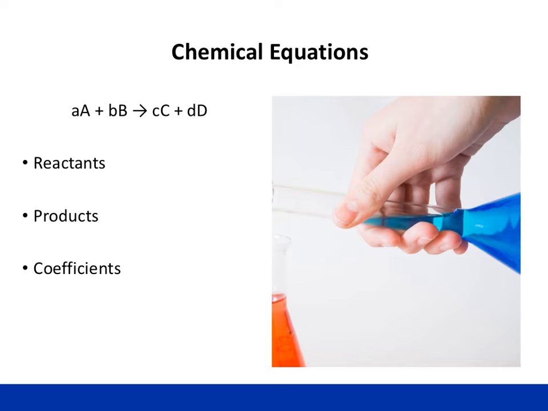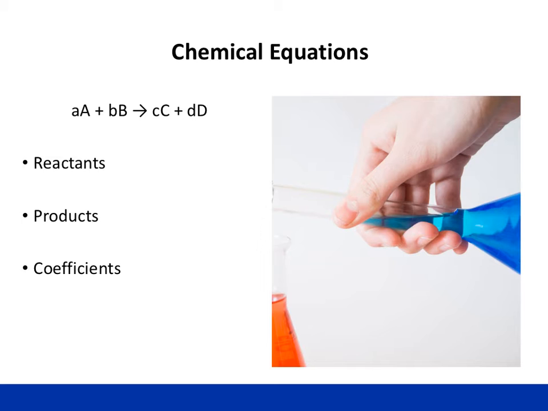Chemical equations are written representations of the process that occurs when chemicals react. So for instance, if two substances are mixed together, we can say the blue one in that picture is A, and the orange one is substance B, and we're going to mix them together and see what happens. At the top, you can see a generic chemical equation using capital A and capital B as our substances.